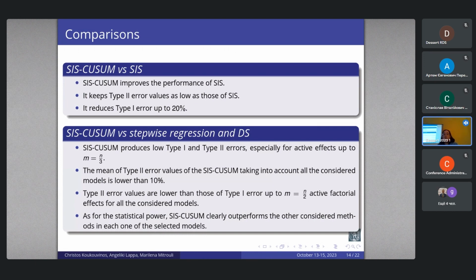The type 1 errors of CIS-CUSUM for all the considered models are lower than 10%. Type 2 errors are lower than type 1 errors for active factors up to 1/2 of the runs. And as for statistical power, CIS-CUSUM produces better results compared to the other methods, for all the considered models that we used.